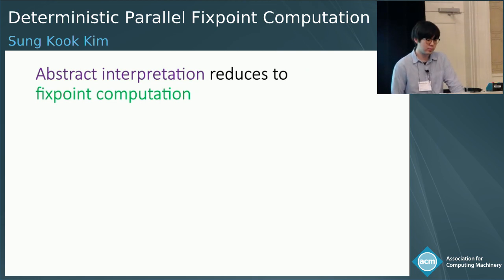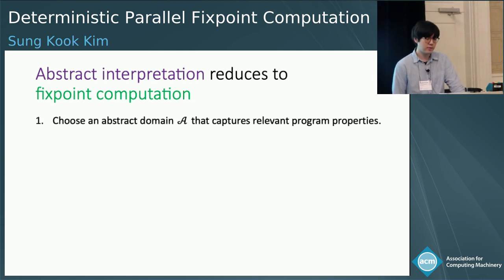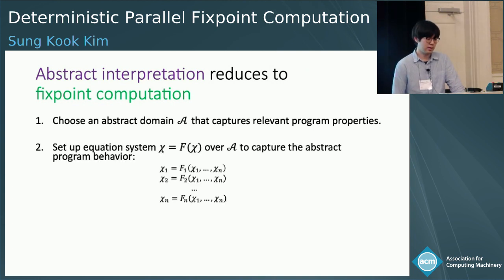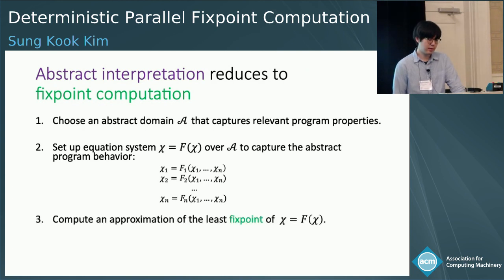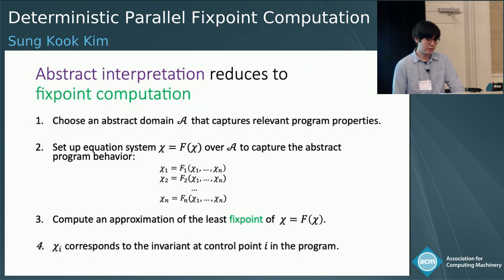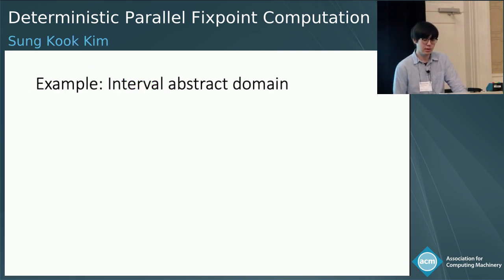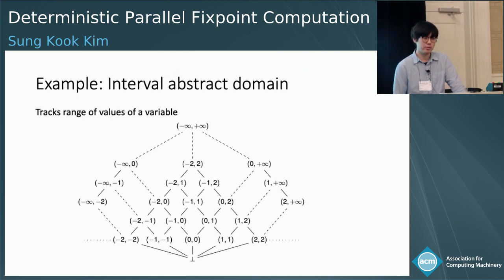It can be reduced to fixed point computation in the following steps. First, you choose an abstract domain that captures the relevant program properties, and you set up an equation system over this domain to capture the abstract program behavior, and you compute an approximation of the least fixed point of this equation system, and the resulting xi correspond to the invariant at the control point i in the program. An example abstract domain is the interval abstract domain. This can track the range of values of a variable, and as you can see, it has an infinite height.